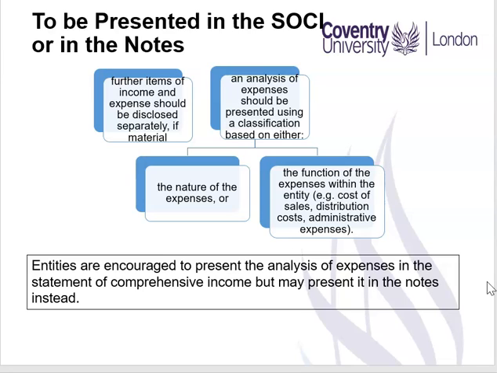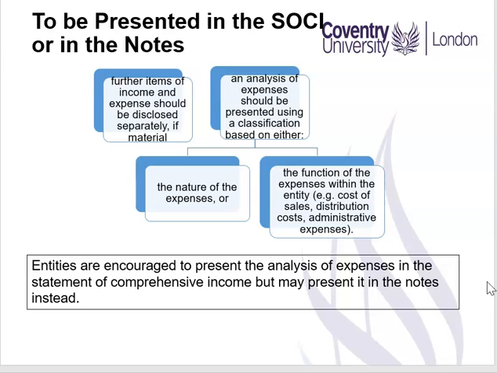So what are the items to be presented in the statement of comprehensive income, or perhaps presented by way of note? Further items of income and expense should be disclosed separately if such item is material. If that item is material, then it must be disclosed separately. An analysis of expense should be presented using a classification which is based either on the nature of the expense, or it may be based on the function of the expenses within the entity.